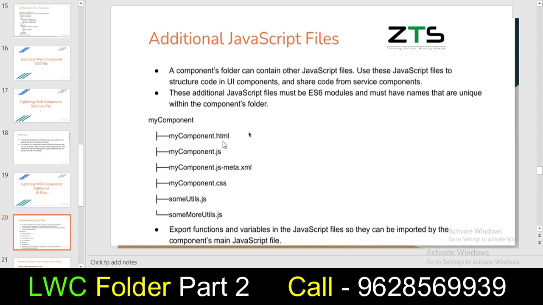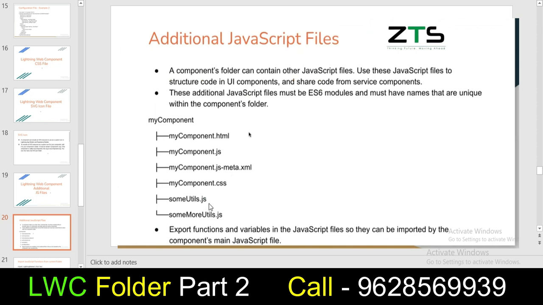.html is a tag for the file type, like html, css, and javascript. So .html tags an html file, and .js declares that this file is a js file. Next, my component.js-meta.xml: these three files are created automatically, and my component.css is created manually. If you require it, you can create my component.css.